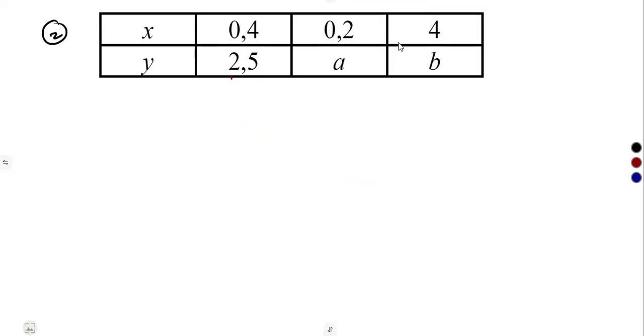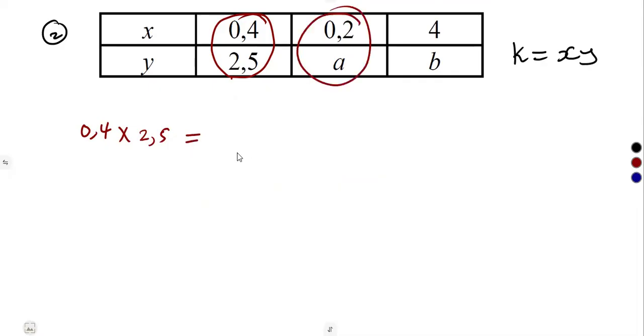Number 2, the same way, guys. Remember, we're dealing with indirect proportion. K is the product of the two variables, X and Y. So using this, we take 0,4 times 2,5. This product must be equal to this one also: 0,2 times A. X times Y.